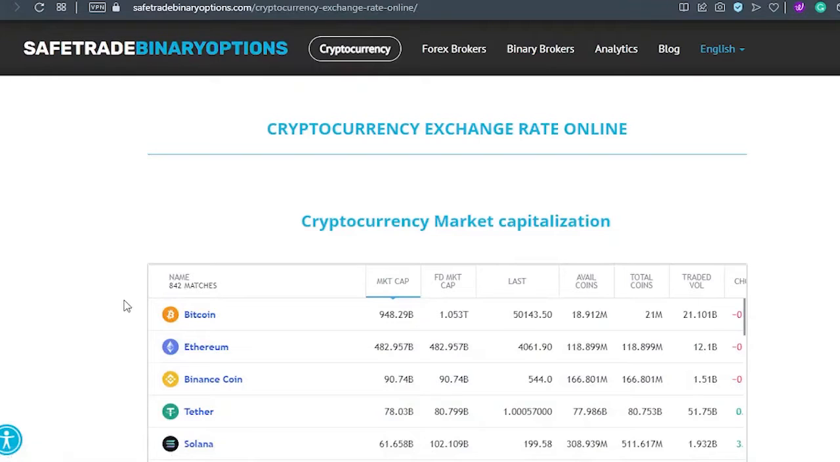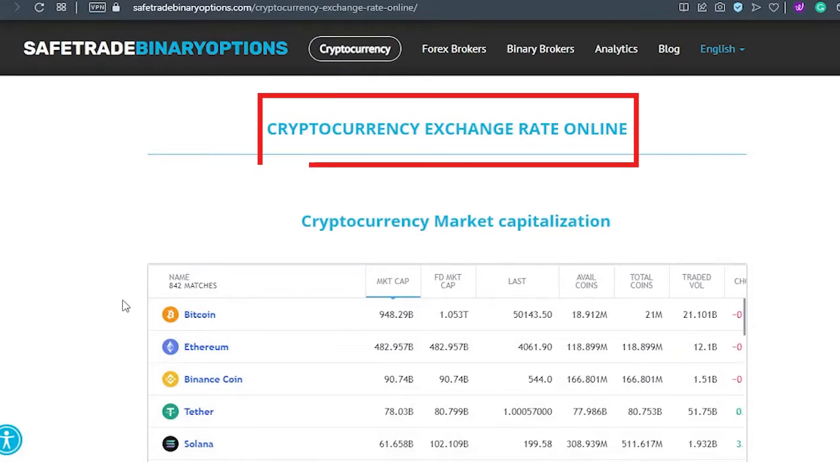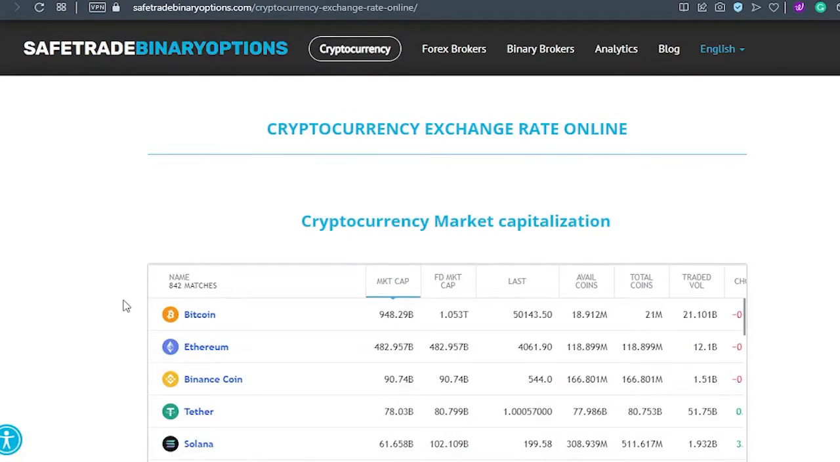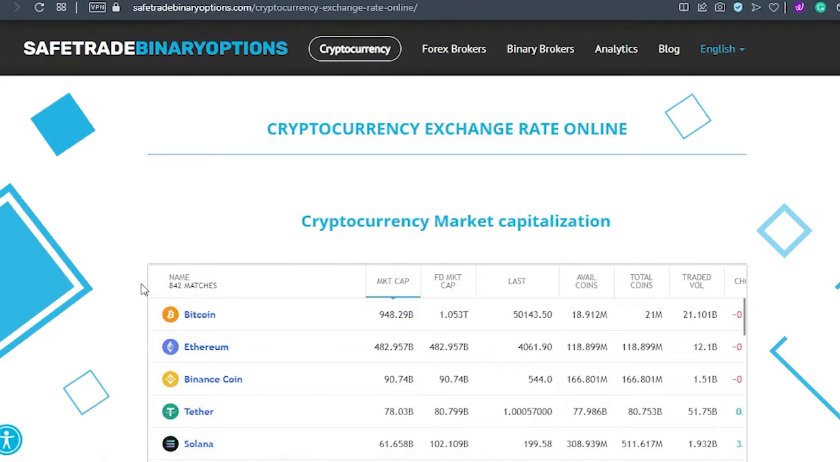Hello and welcome to this tutorial on cryptocurrency exchange rate online. Here we have a list of all cryptocurrencies along with their key stats.